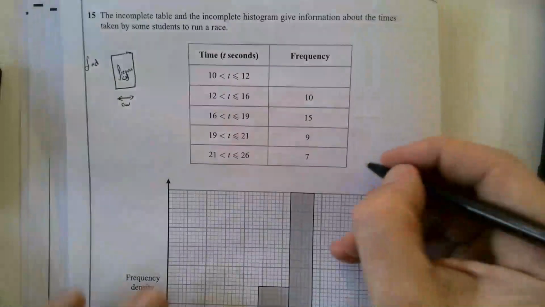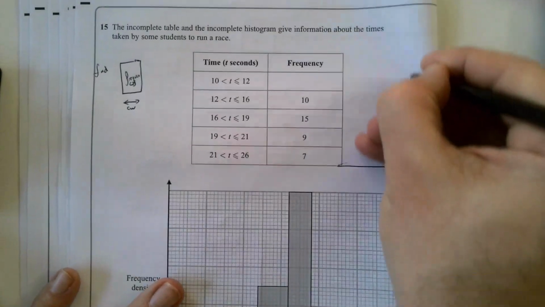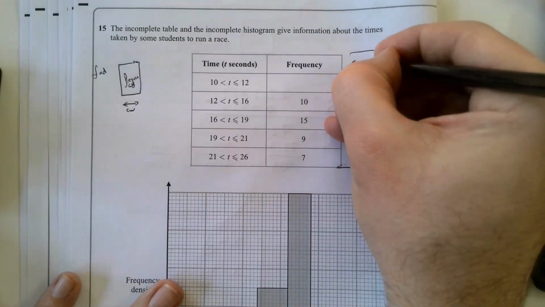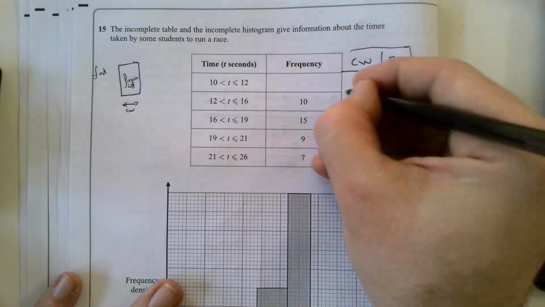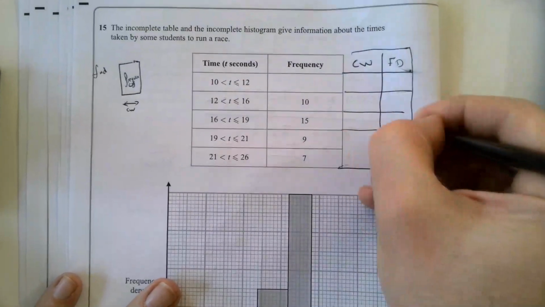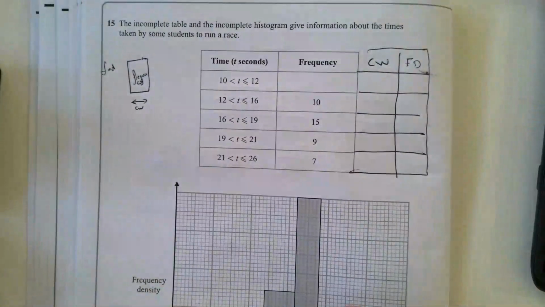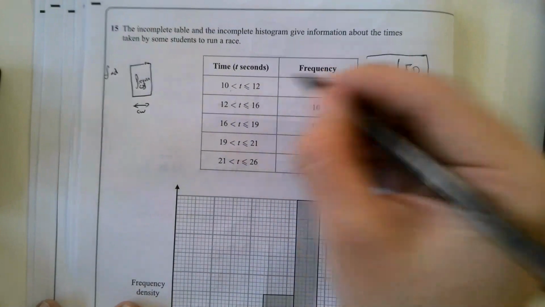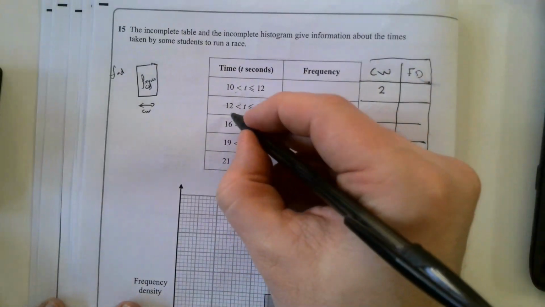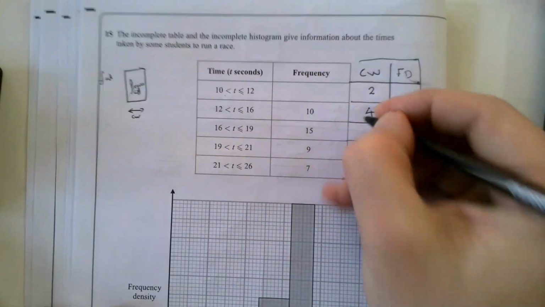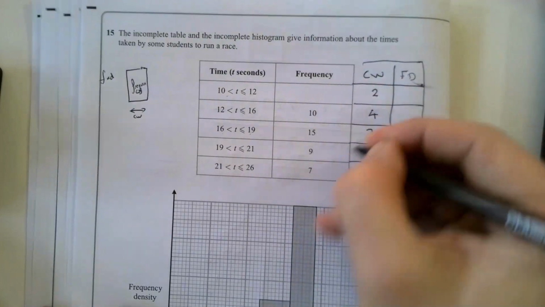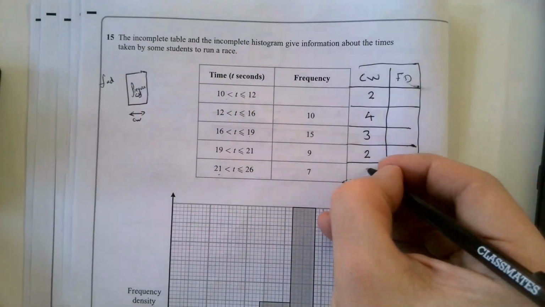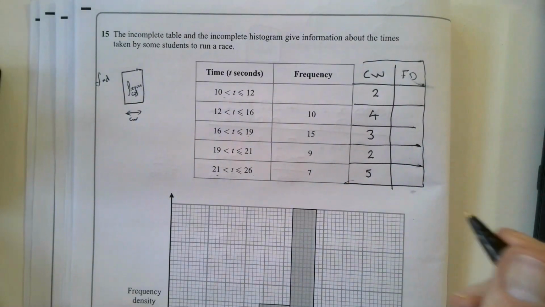to frequency. So I'm just going to give myself a little bit of calculation space here. I'm just going to add myself some extra columns. I've got class width and I've got frequency density, because I'm going to fill these things in a minute. So I know that the class width goes from 10 to 12, so that's 2. This one goes from 12 to 16, so that's 4. This one from 16 to 19, so that's 3. This one from 19 to 21, so that's 2. This one from 21 to 26, that's 5.